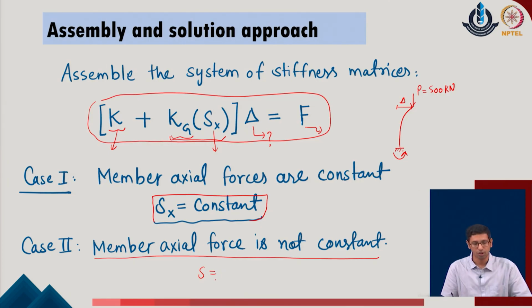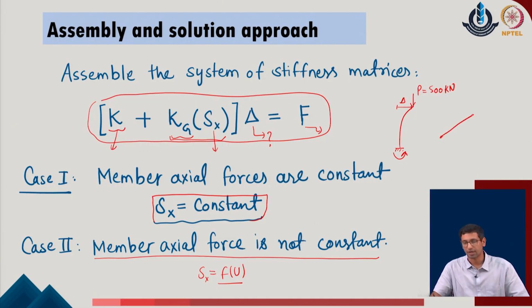So, we say that now the force in the member, say S of x, is also a function of the displacement, which means that like the truss members we considered, we have some displacements taking place in the member. Say I define them in the local member coordinates. So, if these are the displacements u1, v1, u2, v2.